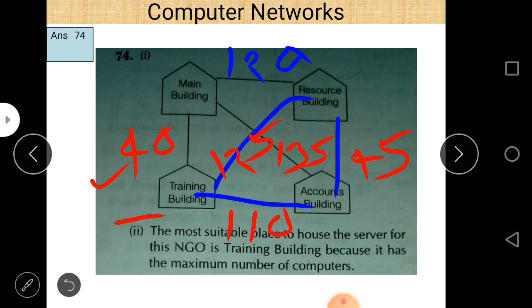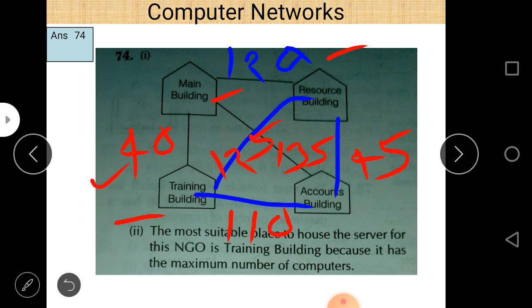If we connect the training building directly to the resource building, then to connect the resource building to the main building, the distance is 125 plus 40, which means around 165 meter. If you connect the main building to the resource building directly, it is 120 meter. So indirectly it is 165 meter, and directly it is 120 meters. 120 is much less than 165, so just try to connect the main building to the resource building directly. And the distance between the main building and account building is around 135 meter.